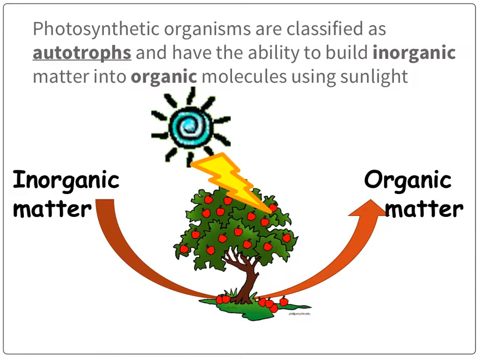Anything that can make its own food molecules by taking inorganic matter and turning it into organic matter is termed an autotroph. Organisms that can do photosynthesis are therefore autotrophs. Another type of autotroph, not listed here, are organisms that can use chemicals to make their food. These are called chemosynthetic organisms. The chemo in chemosynthetic refers to chemicals. The photo in photosynthesis refers to photons, or light.